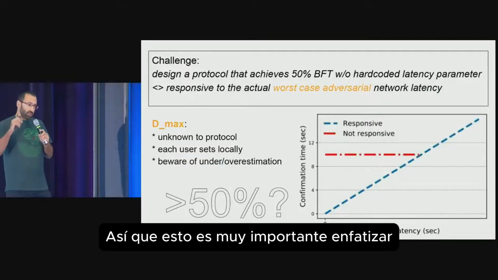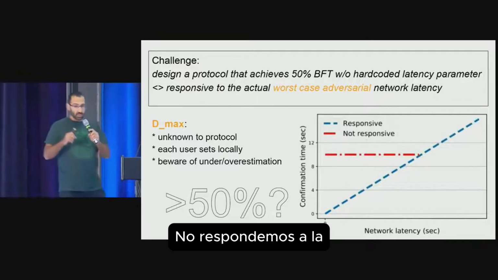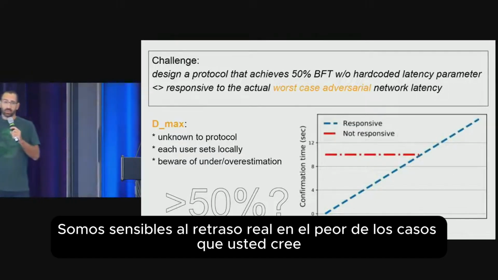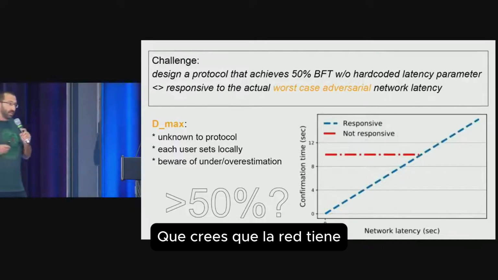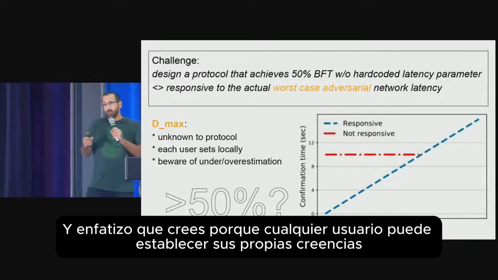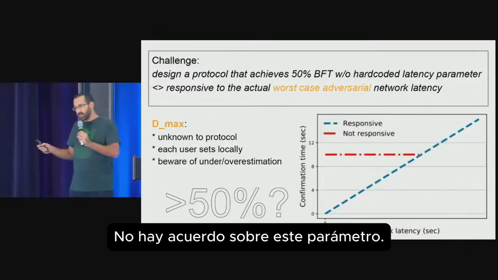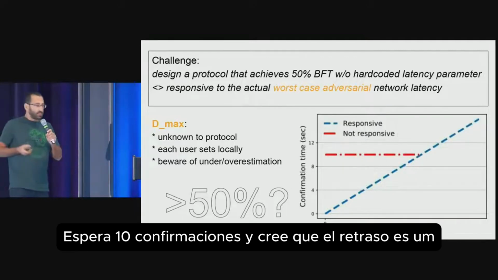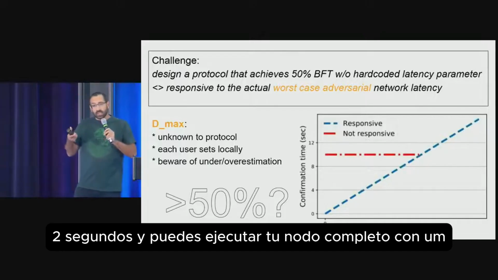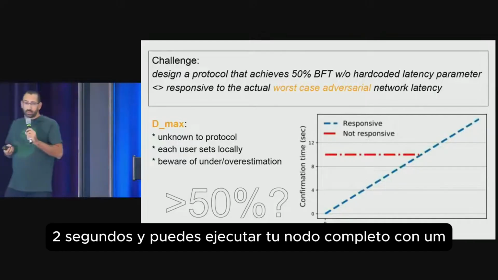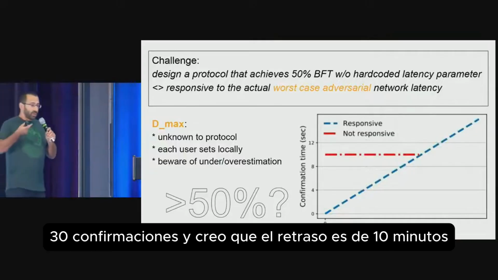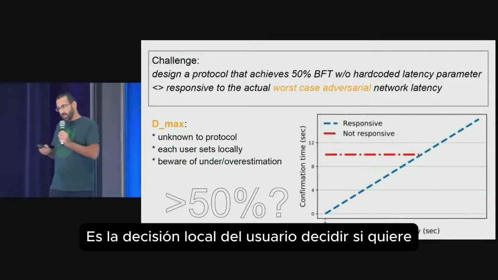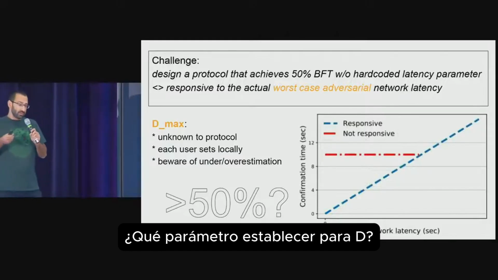This is very important to emphasize. We are not responsive to the actual network delay that you observe. We're responsive to the worst-case delay that you believe the network to have. And I emphasize you believe because any user can set her own beliefs. There's no agreement on this parameter. You can run your full node, wait for 10 confirmations, and believe the delay to be 2 seconds, and you can run your full node with 30 confirmations and believe the delay to be 10 minutes. It's a user's local decision what parameter to set for D.